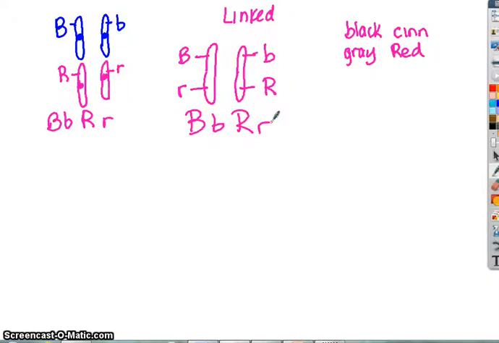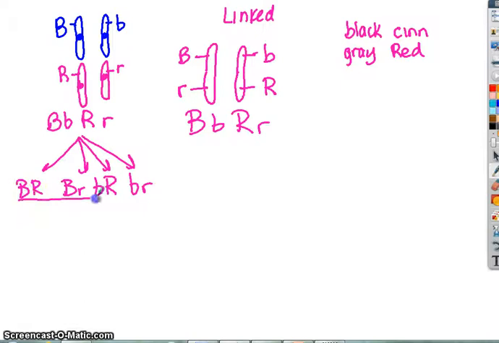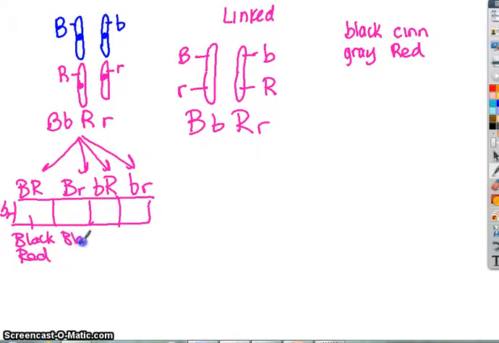But look what happens when we do independent assortment. This parent can give any combination of these chromosomes. So they could give big B with big R, big B with little r, little b with big R, little b with little r. When you cross this with our little b, little r, we basically would get our prediction, which was 1/4 black with red eyes, 1/4 black with cinnabar eyes, 1/4 gray with red eyes, and 1/4 gray with cinnabar eyes.